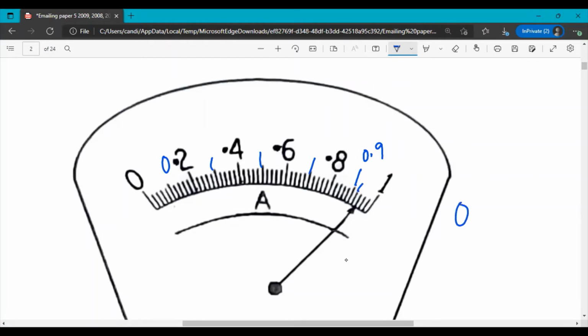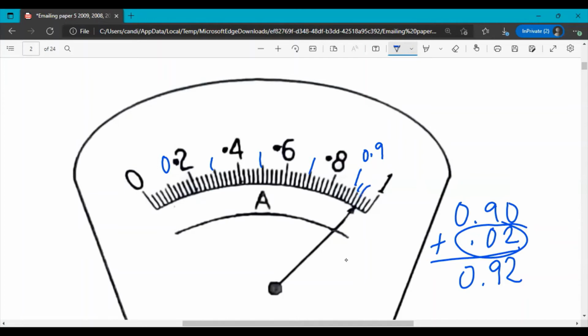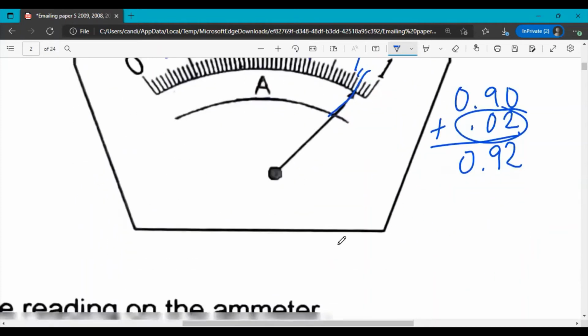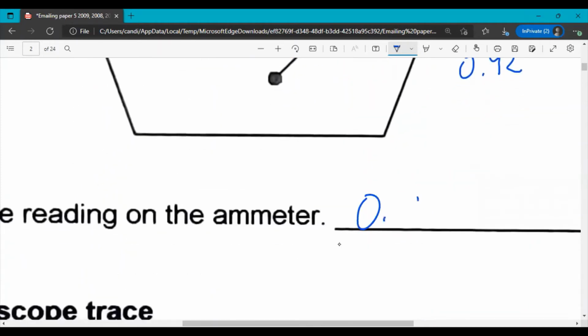That's 0.9 plus 0.02, which gives us 0.92. So each division we go up by 0.02. That's 0.92, and where the needle stops is 0.94. So here's our value, 0.94, and we put the unit A for amperes, or you could just simply put the letter A, that's fine. All right, that's the first two questions.